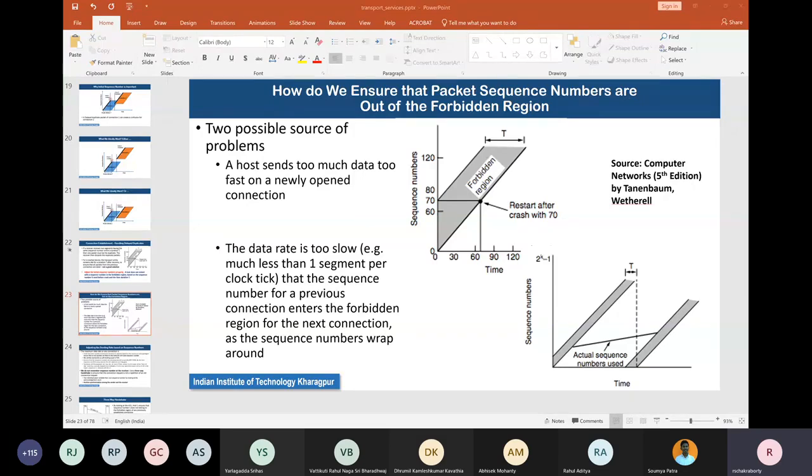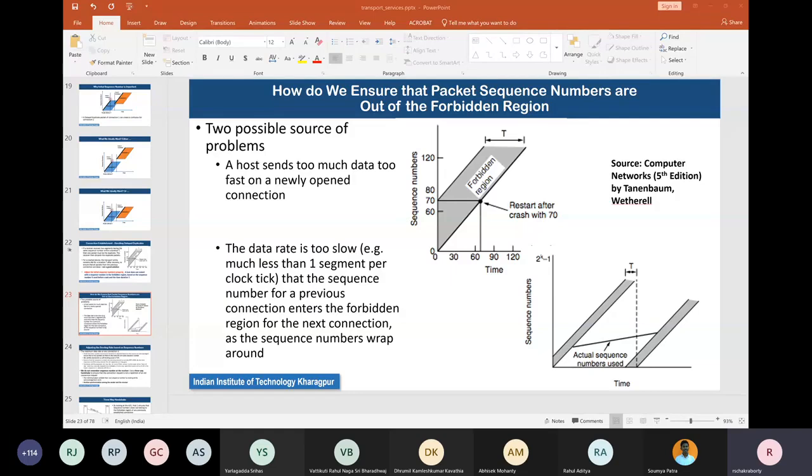This is a peculiar problem. You have to stay below one segment per clock tick, and you also cannot be too slow in releasing segments. Now this is the problem. Being too slow in releasing segments is not actually entirely in the transport entity's hands. Remember that the transport entity creates and passes on segments based on whatever has been given to it from the application layer.